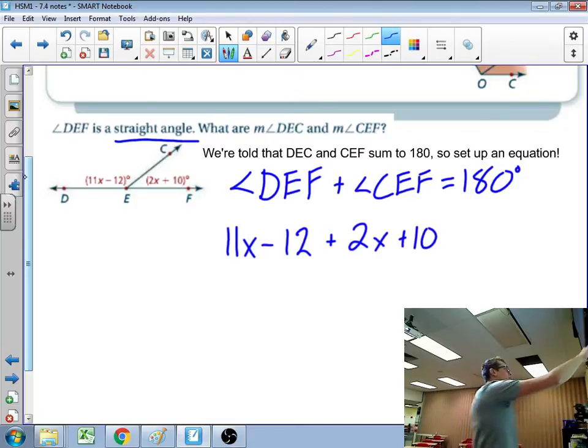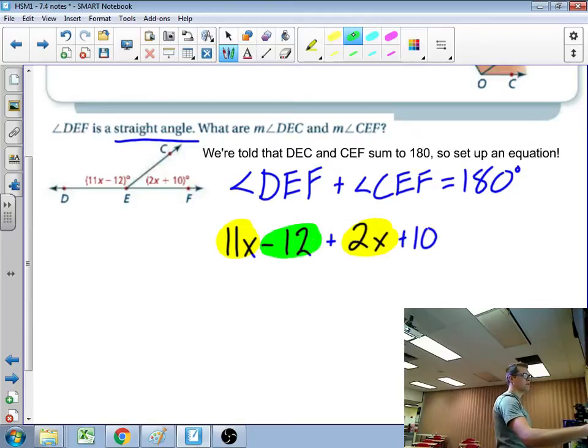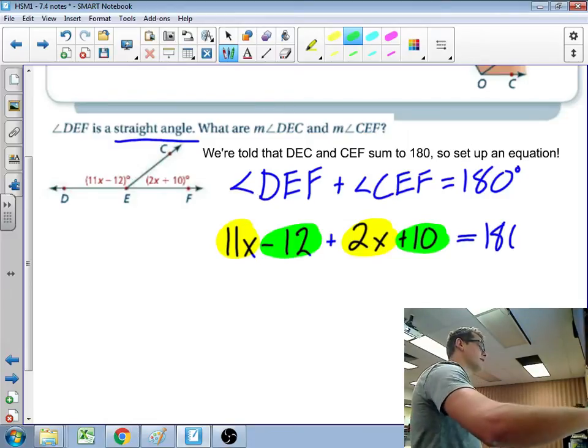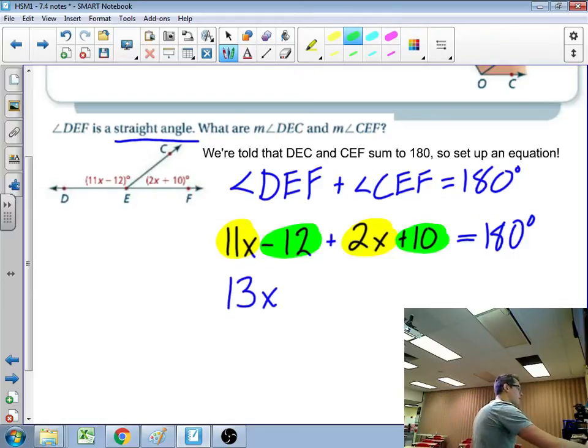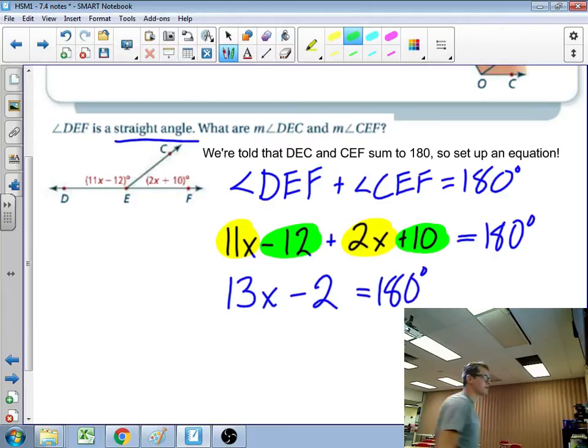And I have to always look for like terms. That's the biggest trapdoor that people like to fall into. So 11x is a like term with 2x. Negative 12, do not forget your sign out in front of the value, is a like term with 10. And of course, the right side of my equation, can't forget about that, equals 180 degrees. So I add up my like terms. I get 13x. Negative 12 plus 10 still leaves me with a negative 2. And that's equal to 180 degrees.